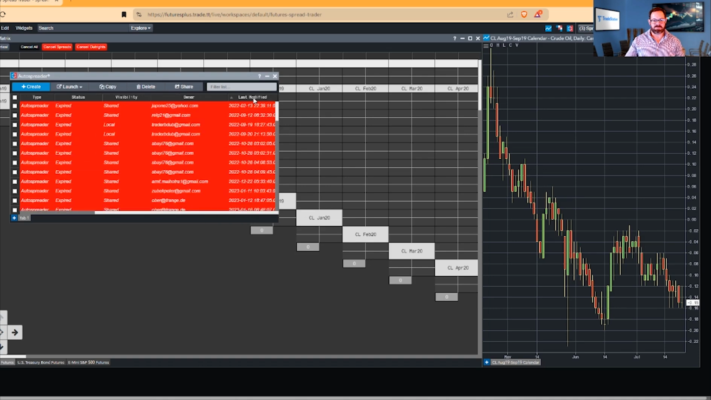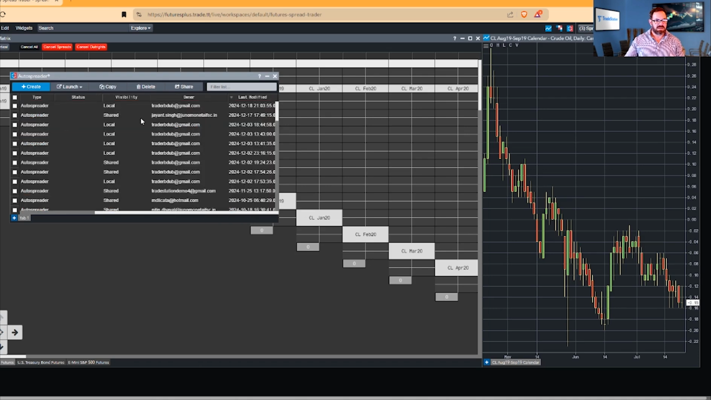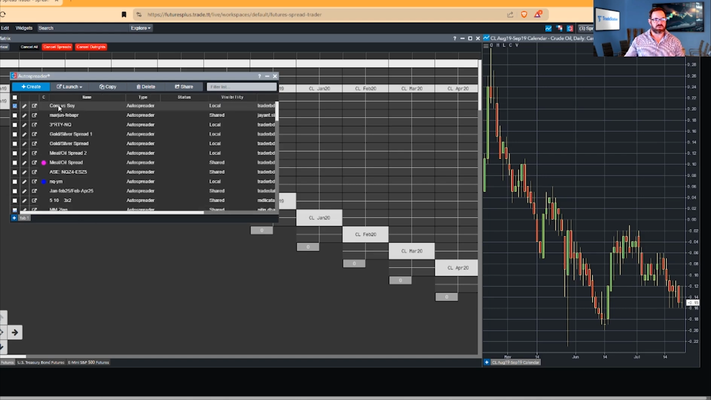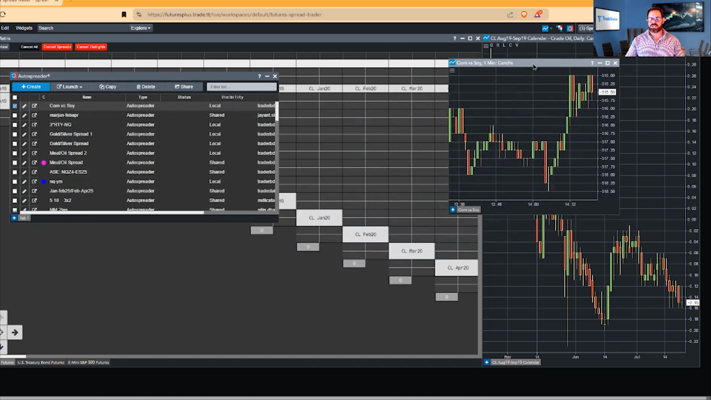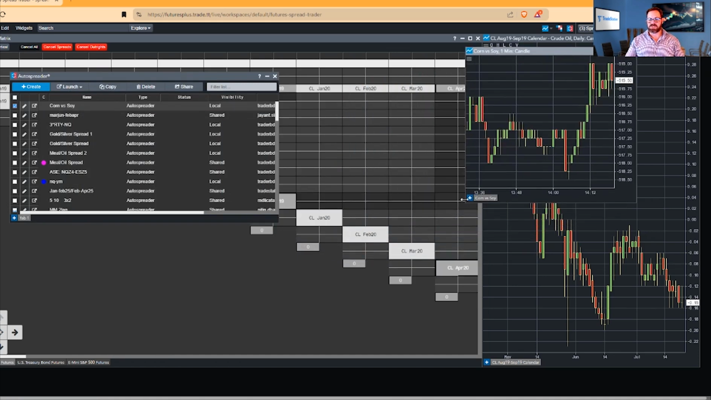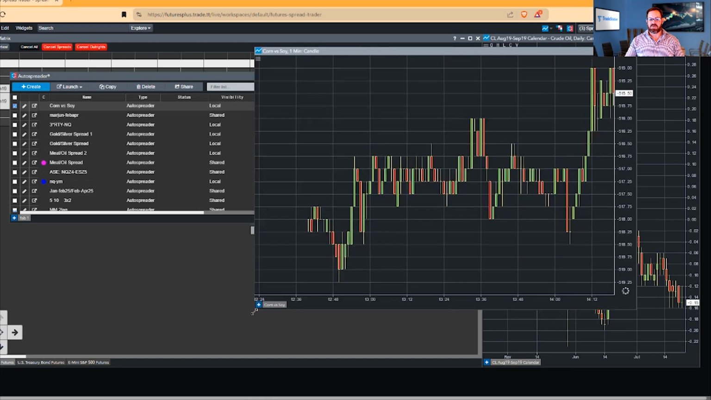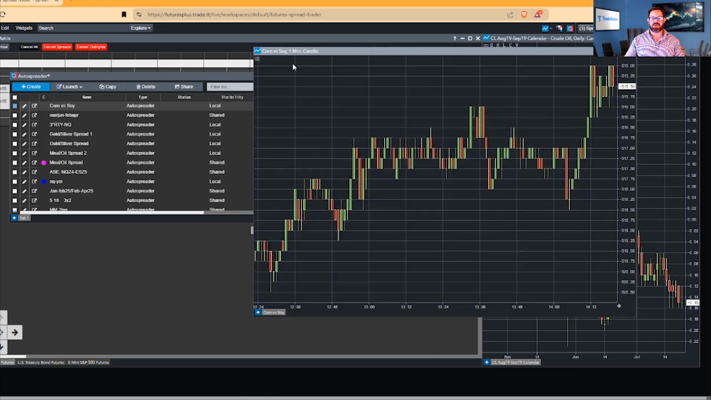Based on the last modified. There we go. Locally, corn versus soy. There we are. So if I click on that and click on open, I can open a chart or I can open trading for it as well. So this one I did with just the market values. As you can see, it is simply the price of corn minus the price of soy.